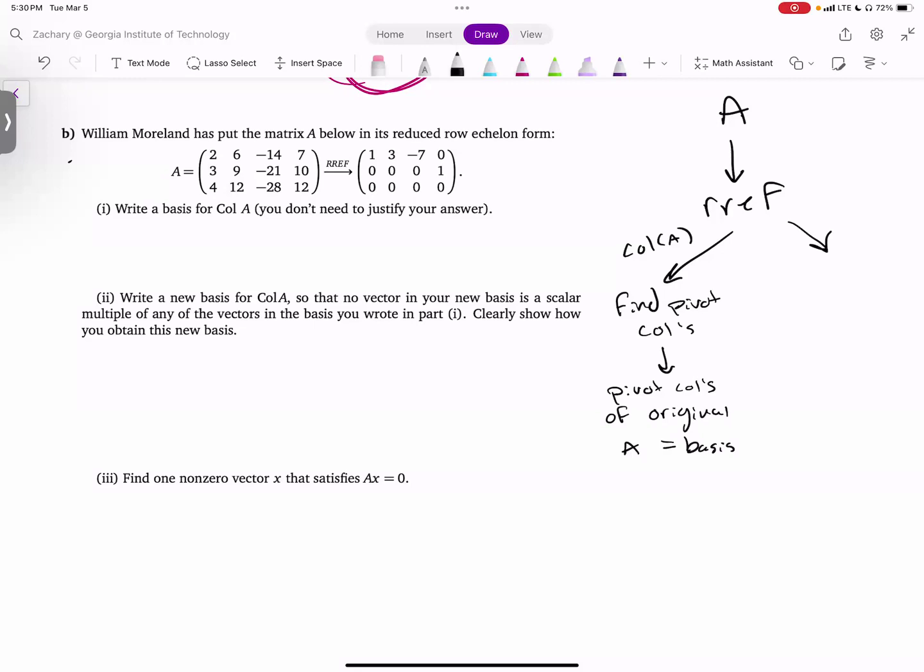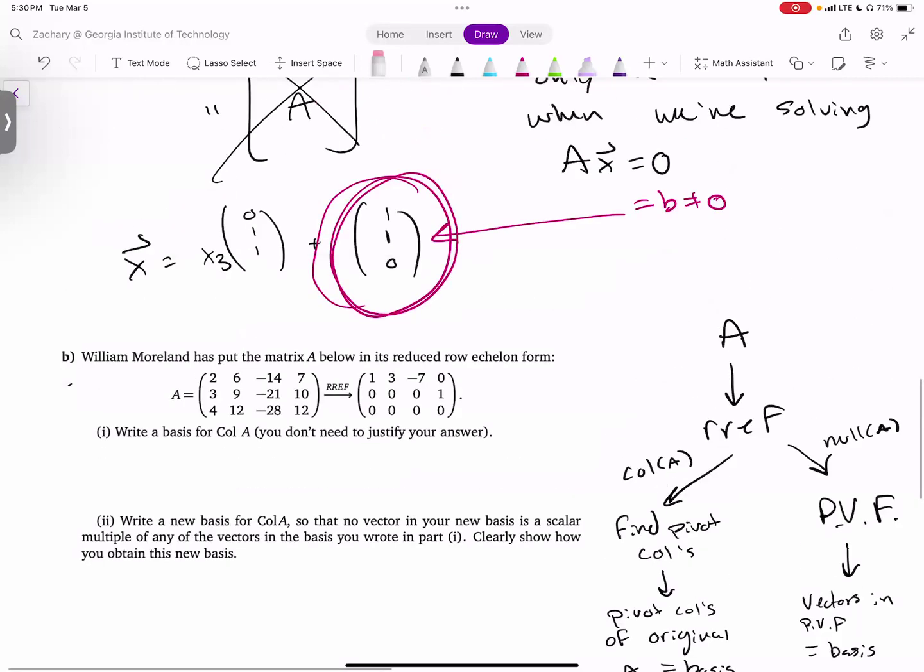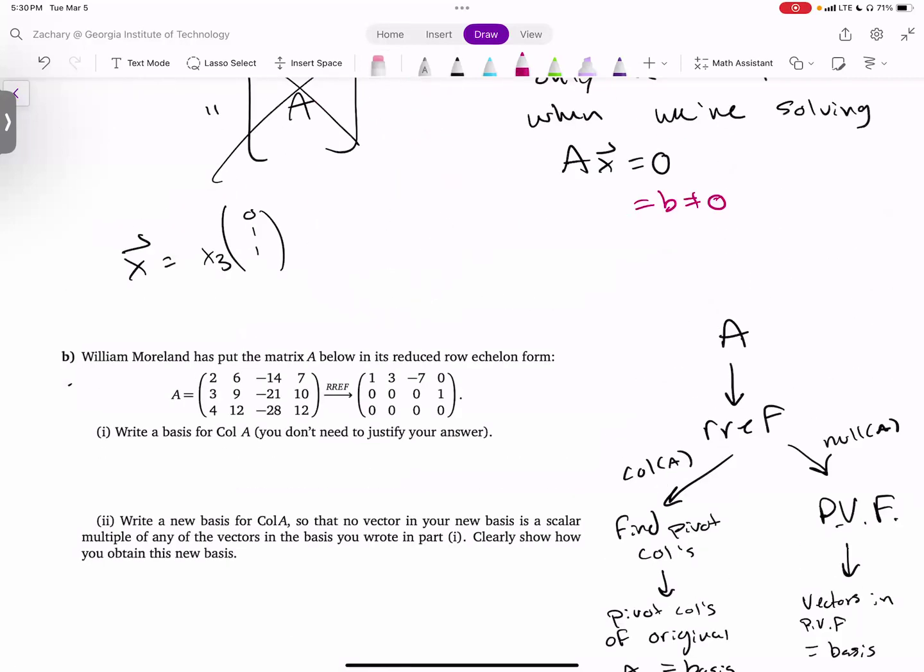This isn't relevant to this particular question, but if we're looking for a basis of a null space A, from here we put it to parametric vector form. And then from parametric vector form, your vectors in parametric vector form equals your basis. So if like up here, if this was my solution set, okay, a basis for my null space would be the vector 0, 1, 1. Okay, that's how you would read it from there.